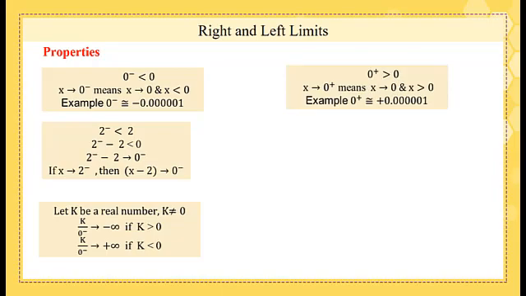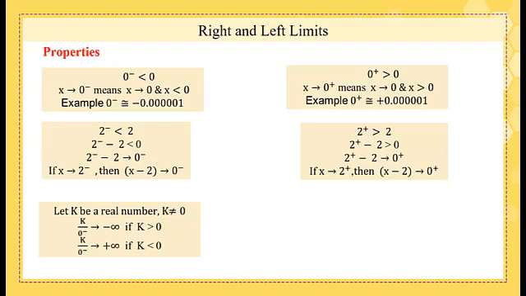On the other hand, 0 plus is greater than 0. So if x tends to 0 plus, it means that x tends to 0 and x is greater than 0, where 0 plus means plus 0.0001. And 2 plus is greater than 2, so 2 plus minus 2 is a positive number. So 2 plus minus 2 tends to 0 plus. So if x tends to 2 plus, then x minus 2 tends to 0 plus.